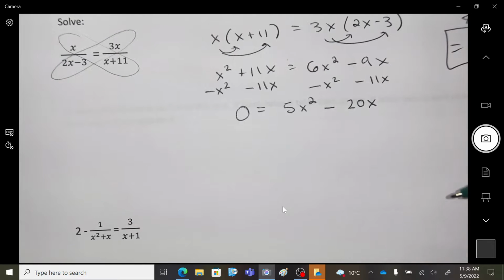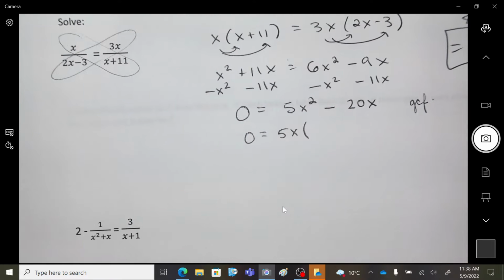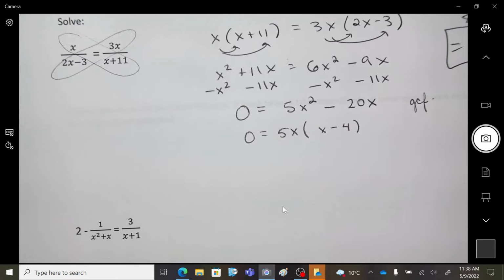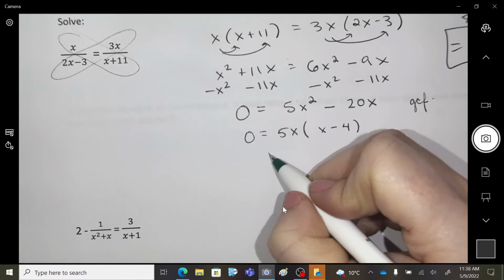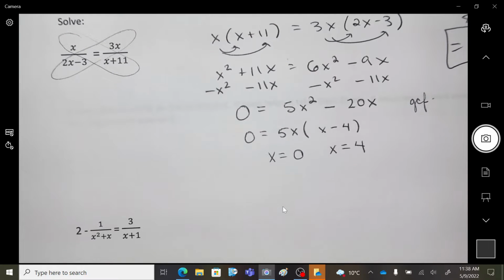Once we're at the 0 part, can I factor? Do I have a factoring strategy here? Yep, GCF style. I can take a 5x out. X minus 4. So x equals 0, x equals 4.